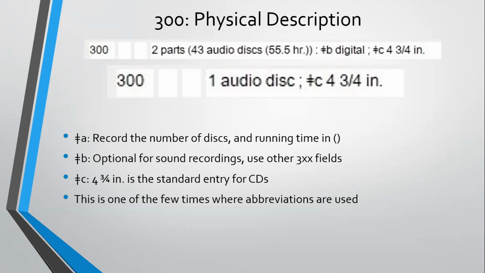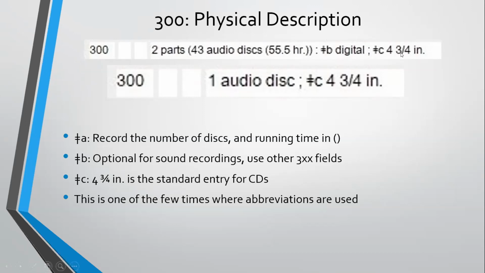This can also be encoded in a 306 field. This isn't included in our example, but that's something that you can do as well, and actually MLA recommends it. And then if you have multiple tracks or whatever in your audio recording, you can break those down in the table of contents. All right, so subfield B, where we see here it says digital, is actually optional for sound recordings. It's going to be preferred to include this information in the other 3XX fields like 344, for instance.